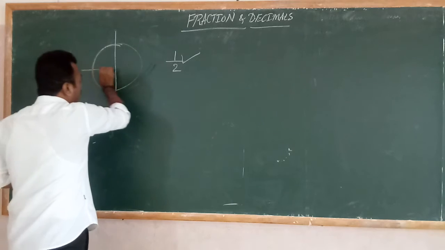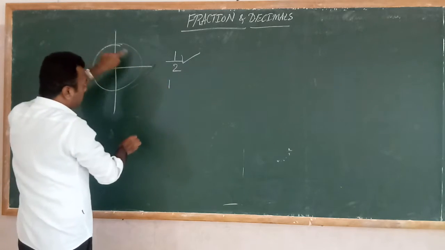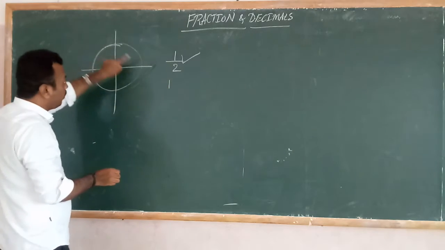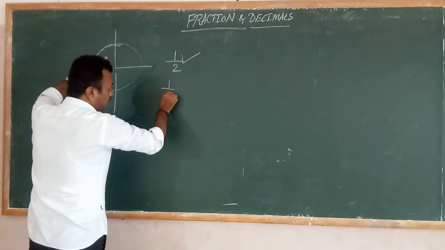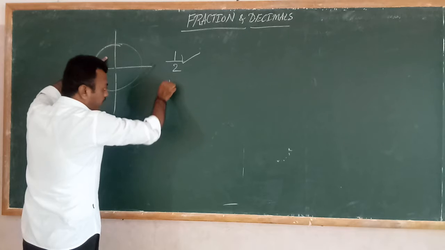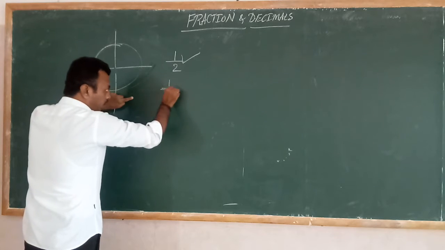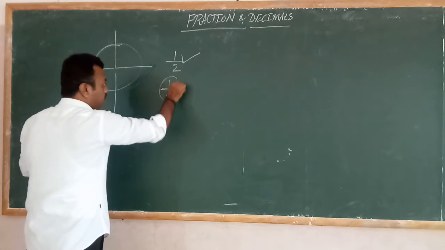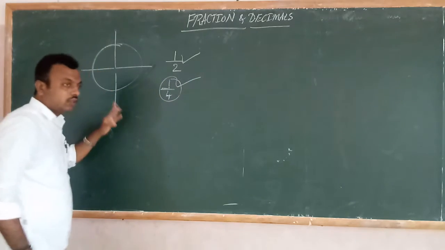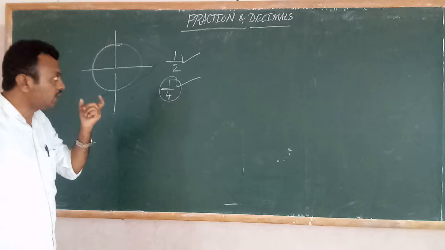Suppose I cut 4 parts. So one chapati is there. I will cut it into 4 parts. So how many parts become? 4 parts. Therefore this is 1 by 4. How to read the fraction? 1 by 4 or 1 upon 4. Correct? So this is called fractions. Like this we have to learn the fractions concepts.